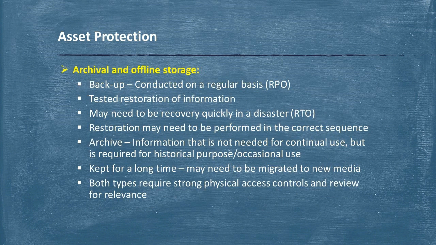So how do we mitigate? The mitigation technique is to encrypt. Encryption is the best. Archival and offline storage: backup conducted on a regular basis in order to meet the RPO, that is recovery point objective. We have seen recovery point objective and recovery time objective. These two are key terms during disaster recovery and business continuity planning. Tested restoration of information. Just backup is not enough. But once it is backed up, it has to be tested whether one is able to get it back.